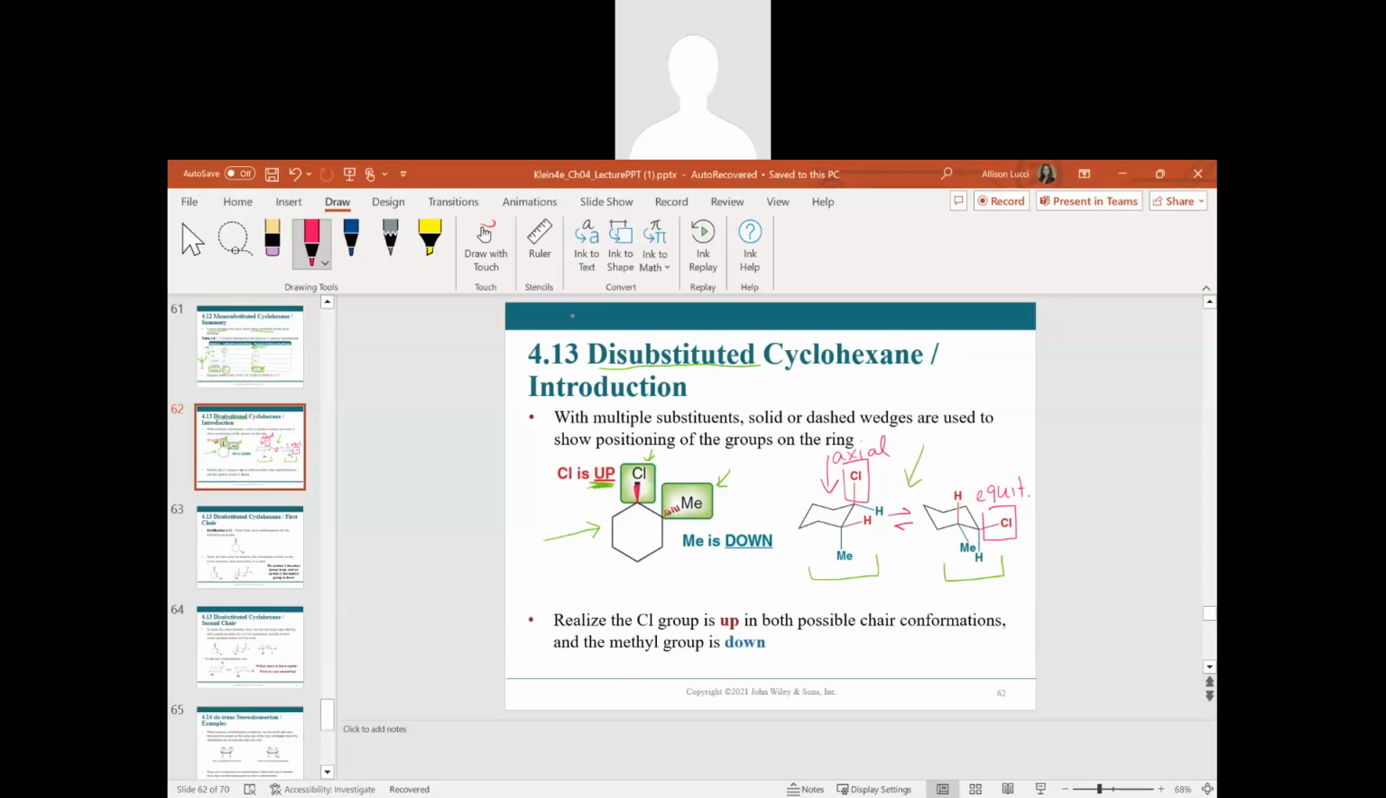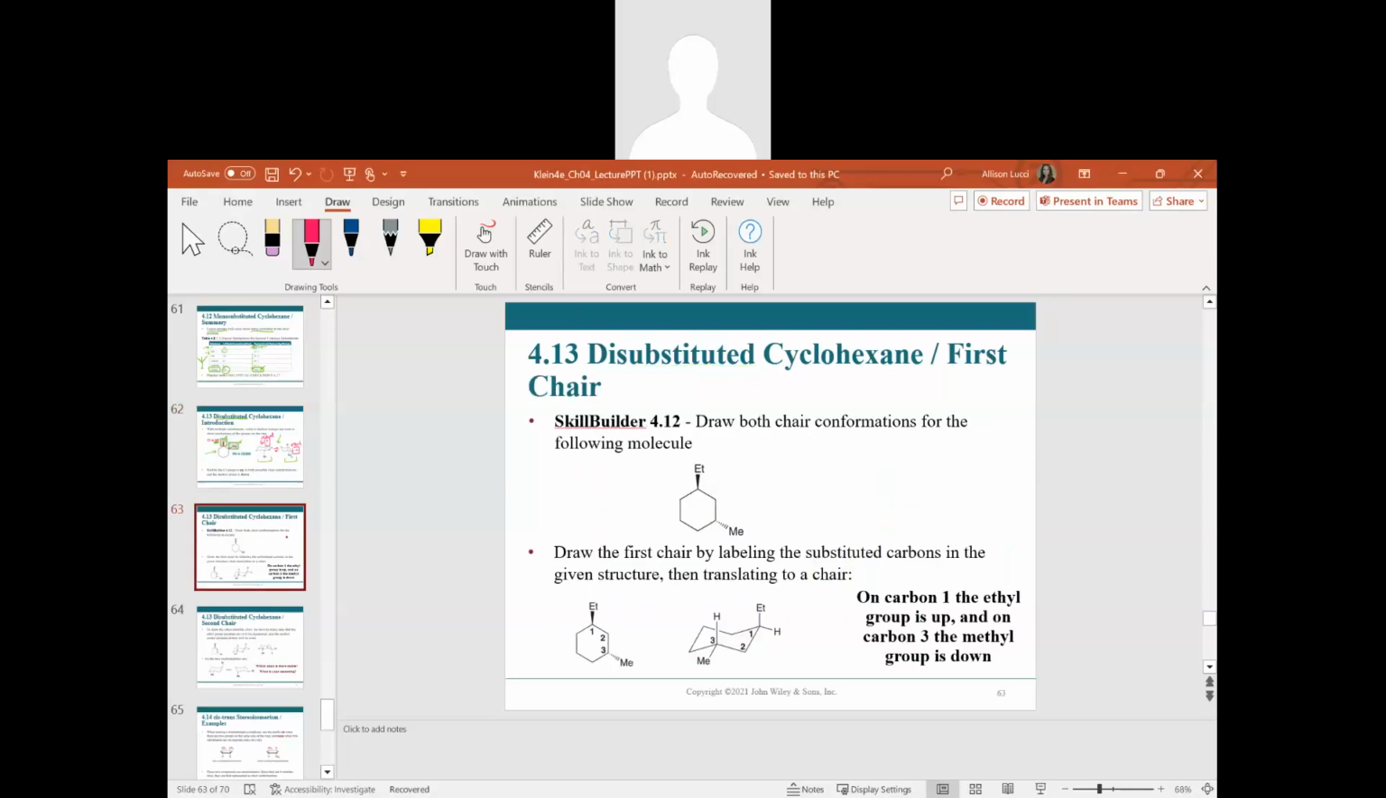So let's look at another example of this. Say now we have a methyl and an ethyl substituent, one carbon apart. First we will draw the chair by labeling each of the substituted carbons, and then translate from our structure here to the chair conformation. We're asked to draw both of these. So step 1, we're going to draw our ethyl group here pointing up and our methyl group pointing down.